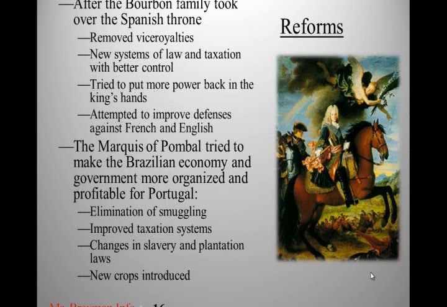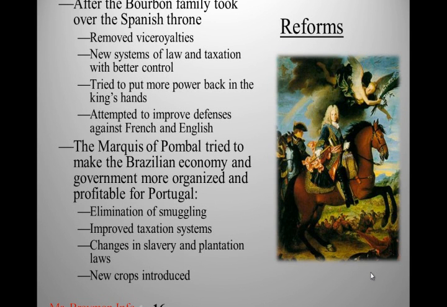And over time, there are reforms in Latin American history, right? After the Bourbon family, a very powerful royal family of France, takes over the Spanish throne, they removed the viceroyalty systems and put in new systems of law and taxation with better control. Better transportation and military technology allowed the Bourbons to have greater power in the New World. And they tried to put more power back into the king's hands, and to defend those regions against the French and English, who were becoming much more powerful in that area. And those reforms would be successful for a while, until the revolution of Mexico and the revolutions of South America. And we kind of see the same thing in Brazil, right?